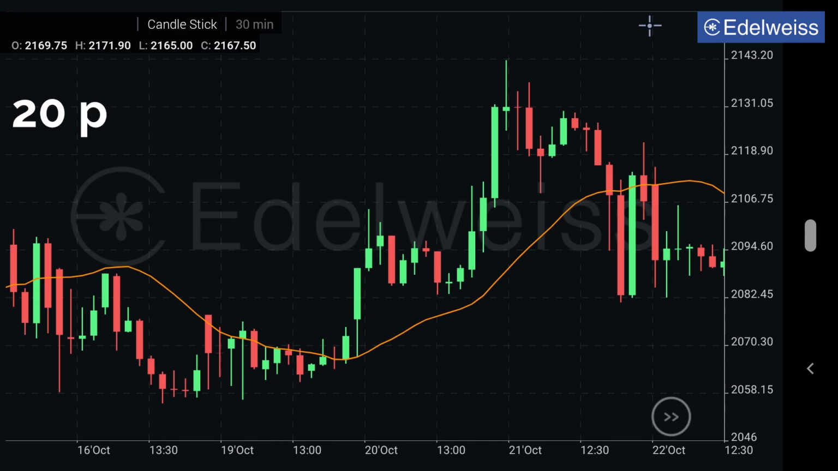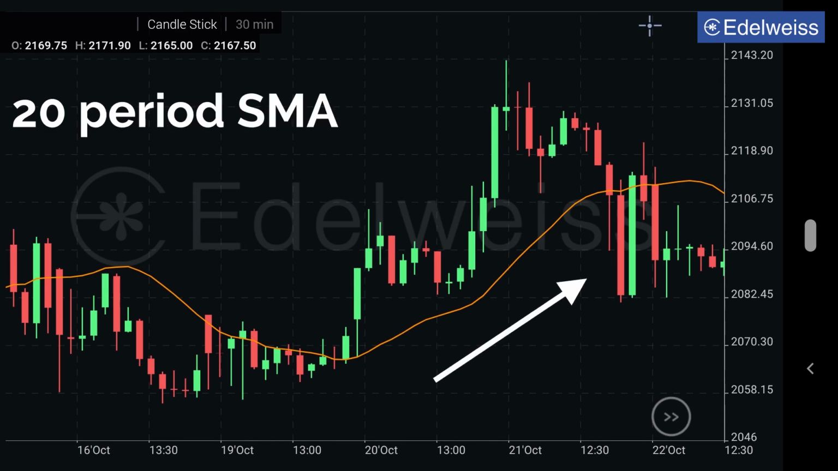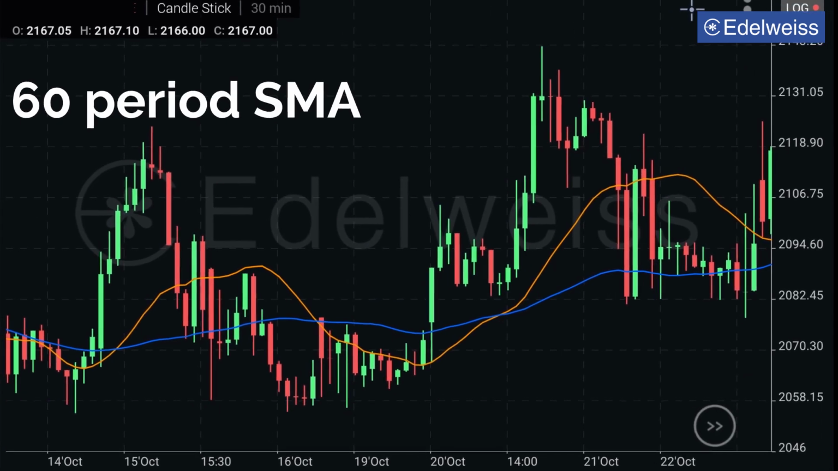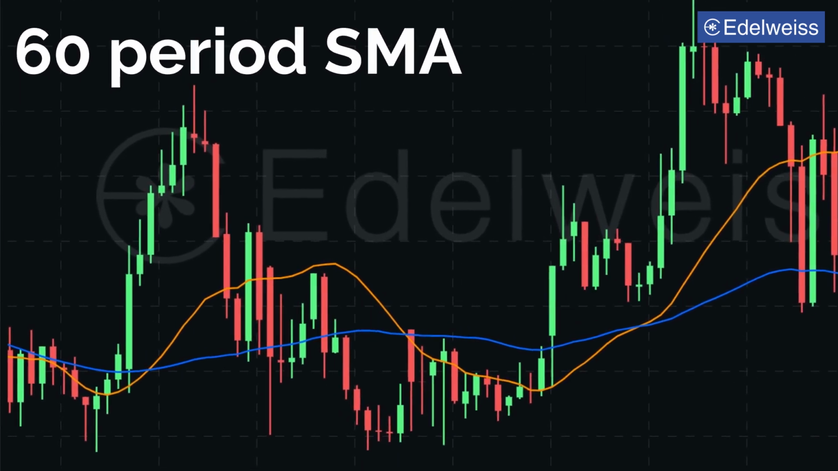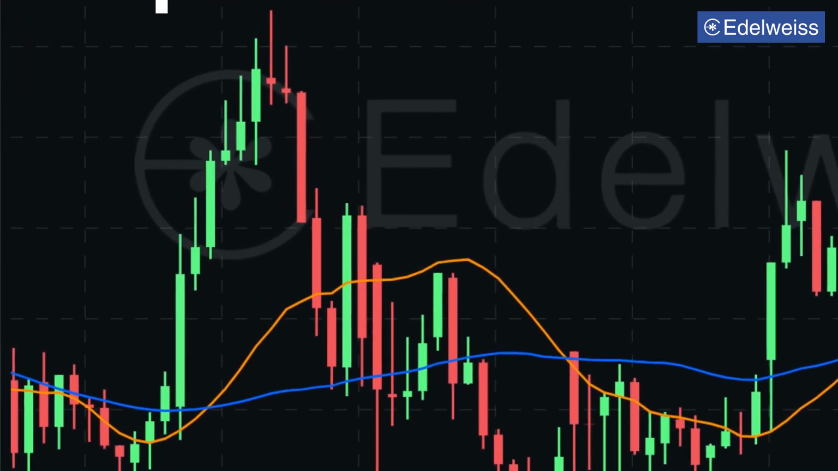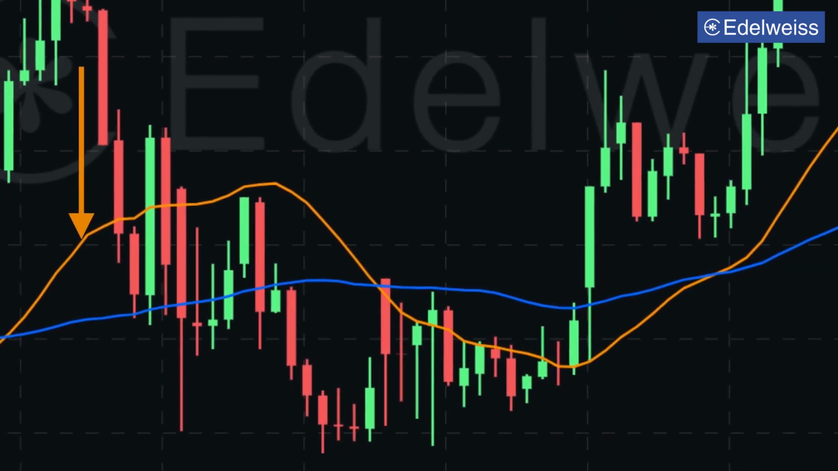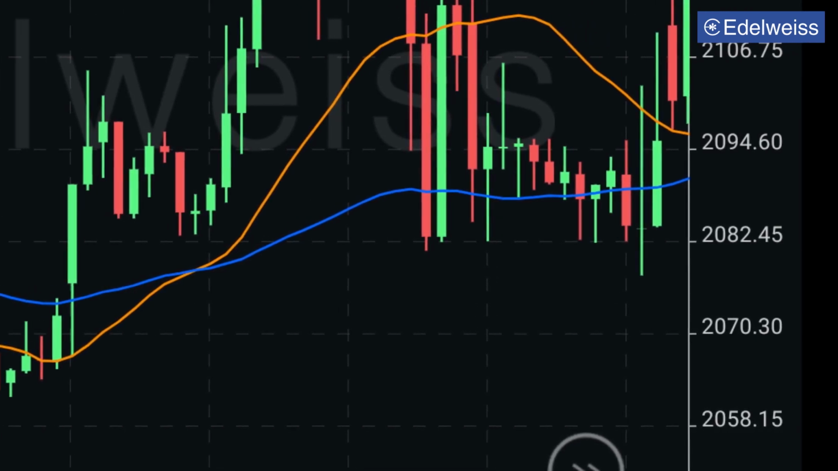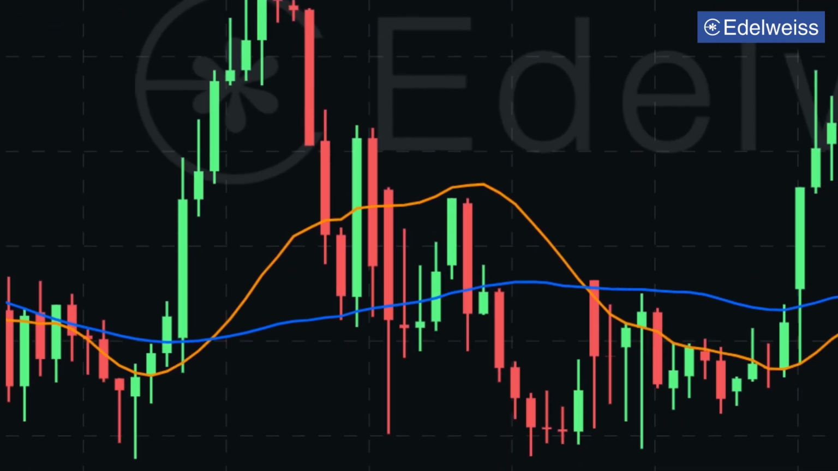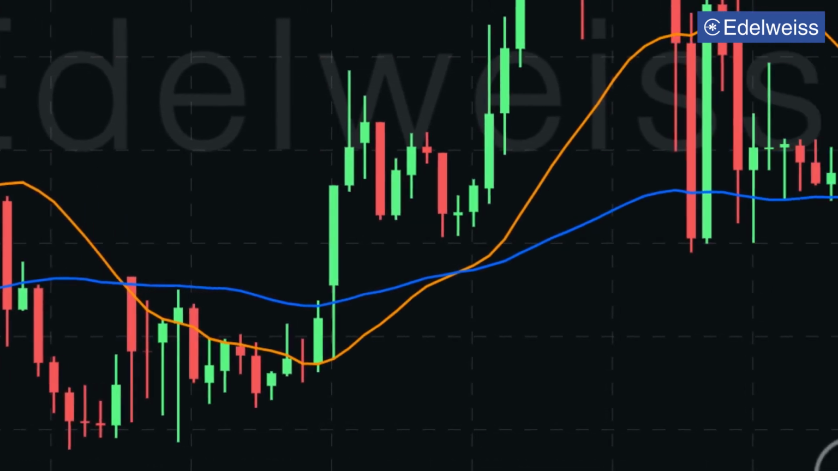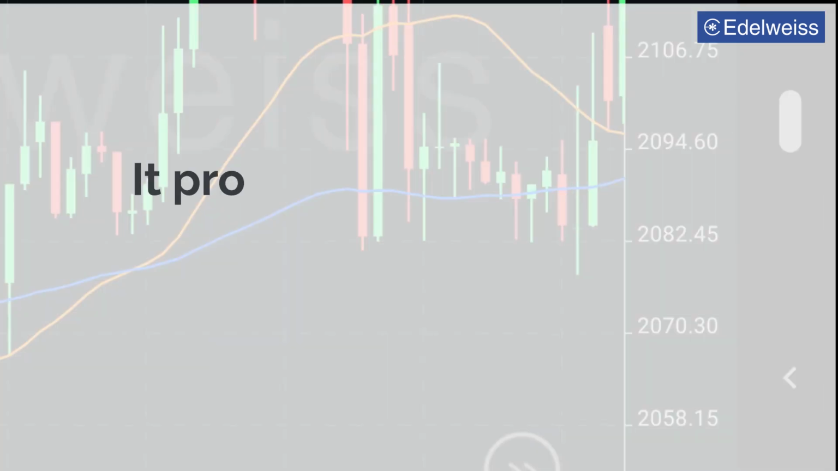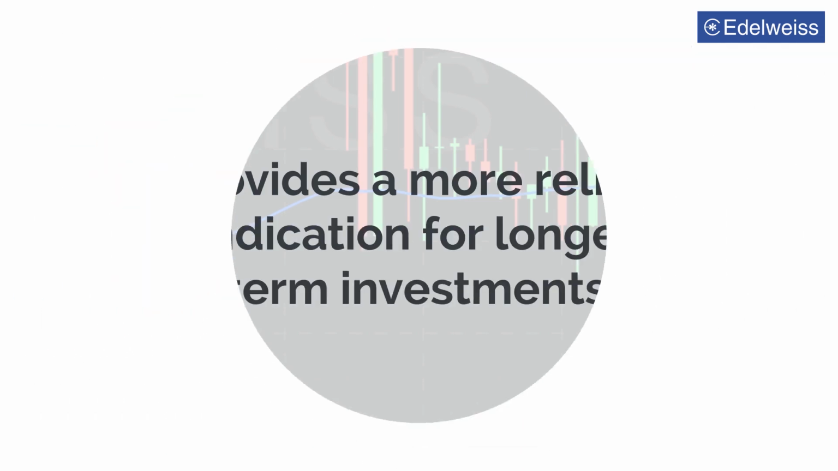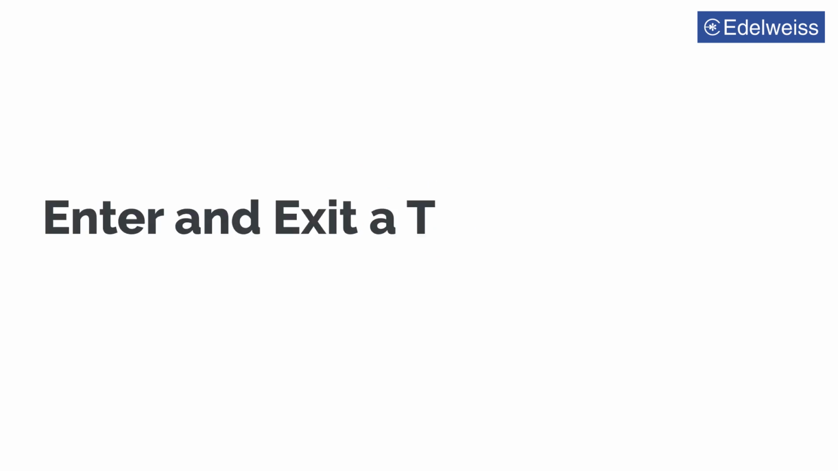In this chart with a 20 period SMA, we can clearly see an uptrend. Now let us place a 60 period moving average on the same chart. Here we can see that there is no clear upward or downward trend. As you can see, shorter period moving averages are closer to the price movements and are faster to react to the change in the trend. The longer period moving averages will react more slowly to price changes, but they provide a more reliable indication for longer term investments. Now let us understand when to enter or exit a trade.